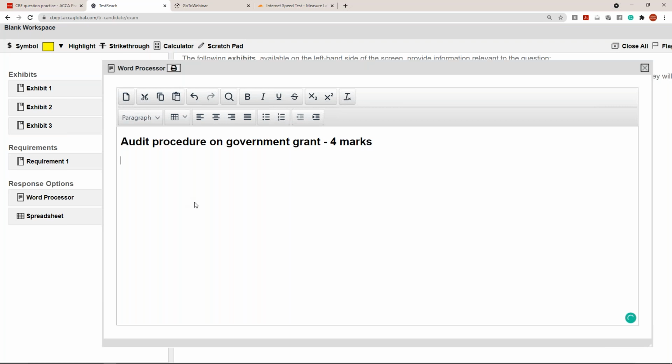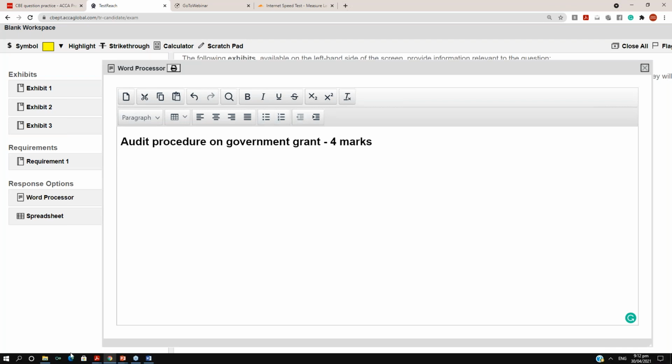Now I need to write the procedures, right? And procedures are written in bullets, right? So you can use the bullets, you can use the numberings. Can you see the numberings given here? 1, 2, 3, 4. Can you see the bullets given here? So you can write the procedures in bullets and numbers. Let's see how we go about it.